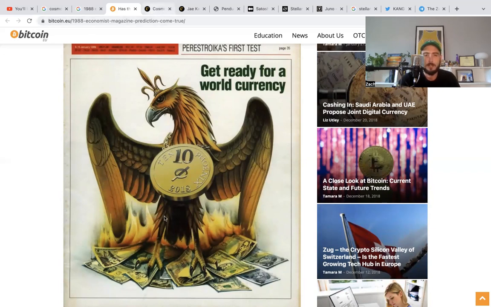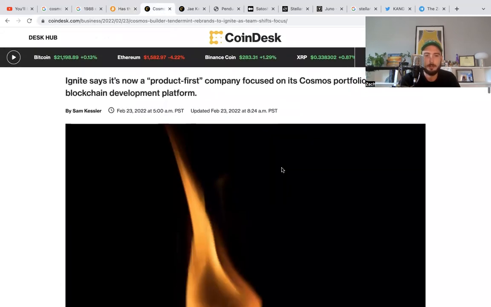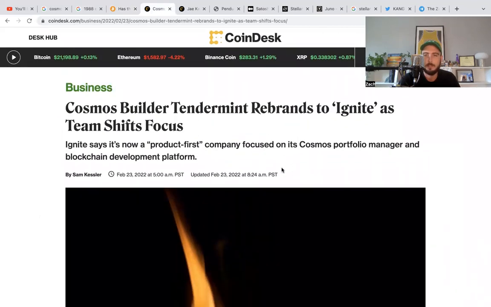Also, if you look in this picture, there is cash burning on fire in a Phoenix right here. On February 22nd, the core consensus engine called Tendermint had a name change. They rebranded from Tendermint to Ignite, with a fire. This happened on February 22nd, 2022. Cosmos builder Tendermint rebrands to Ignite as team shifts focus.